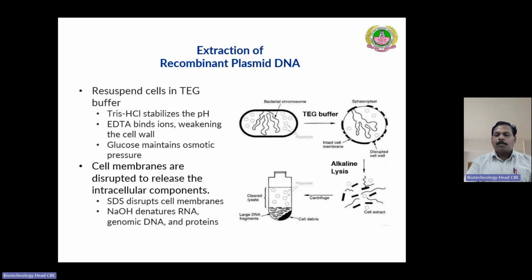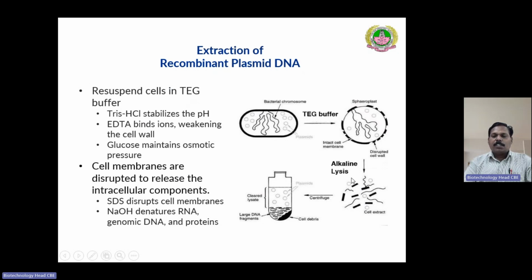In the subsequent step, these cells are treated with solution 2 that primarily contains an anionic detergent called sodium dodecyl sulfate, along with an alkali, NaOH. In an alkaline environment, the SDS breaks the cell wall of the bacteria. Here you can see the bacterial cell wall is broken, and they release the cellular components as a cell extract.